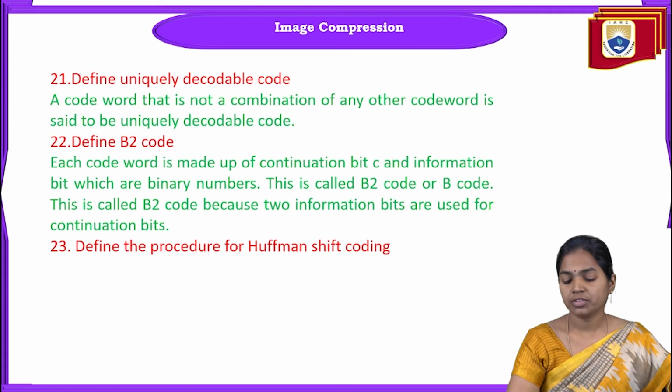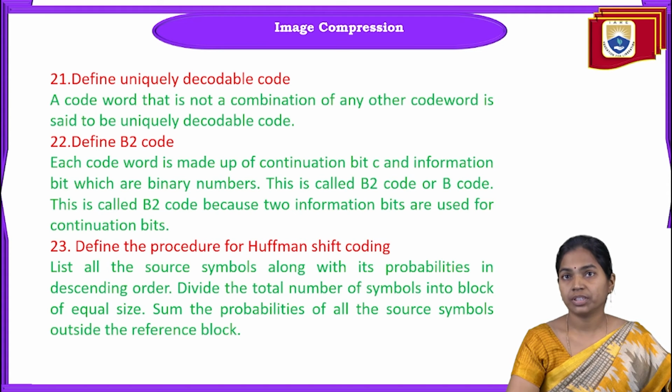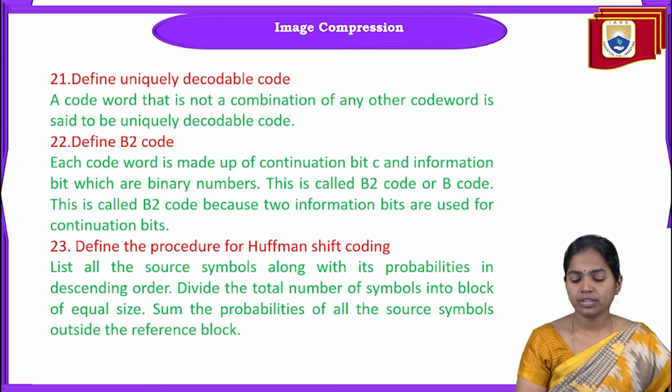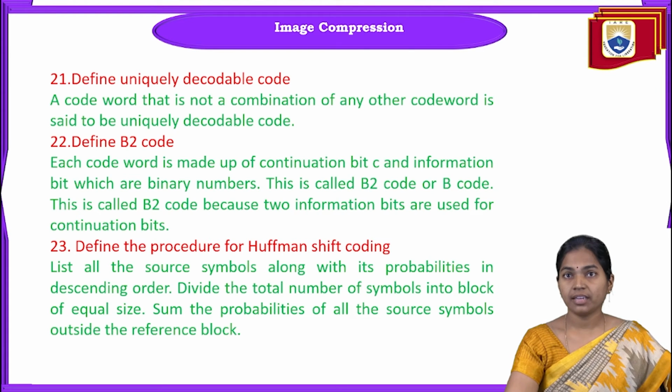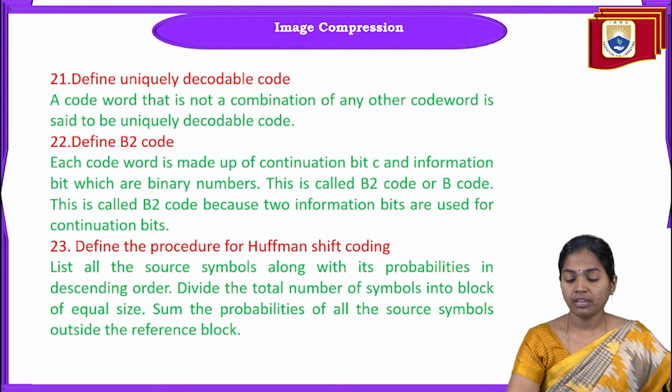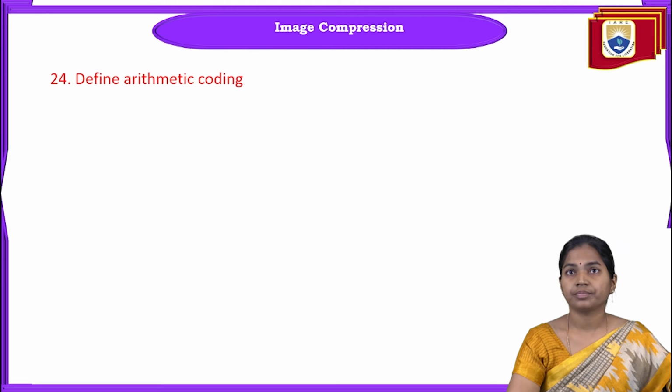Define the procedure for Huffman shift coding. List all the source symbols along with their probabilities in descending order. Divide the total number of symbols into blocks of equal size. Sum the probability of all the source symbols outside the reference block.